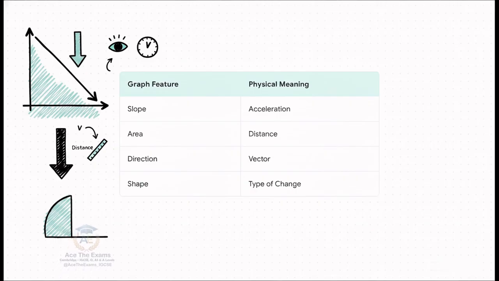Take the slope, for example. That's your acceleration, or rate of change. The area under the line, that translates directly to distance traveled or work done. The direction gives you your vector orientation, and the shape of the graph itself tells you if a change is uniform or non-uniform. You absolutely have to be able to translate these features on the fly.